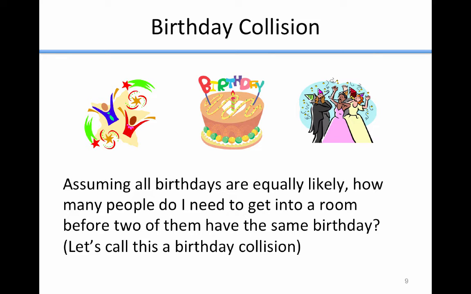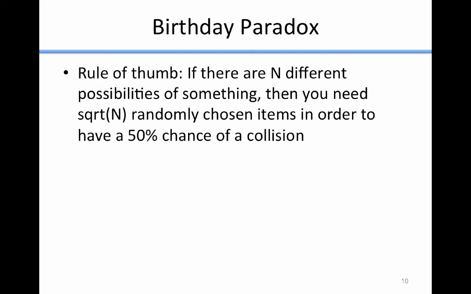I don't care what that birthday is. I just care about having 2 people that have the same birthday. Well, the birthday paradox is how we answer this. And the birthday paradox can be summarized in kind of a rule of thumb that says if there are n different possibilities of something, then you need about square root of n randomly chosen items in order to have a 50% chance of a collision.